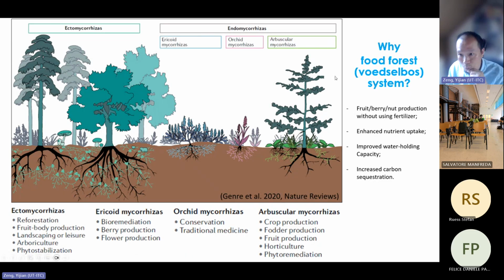Okay, so one hypothesis for why the food forest is more resilient is because they have this fancy underground network, which is established by different mycorrhizals. I will not go into details about the different mycorrhizals, but just to say, with a forest with quite a lot of biodiversity, you have a very interconnected network underground, which improves the water holding capacity, but also increases the carbon sequestration.